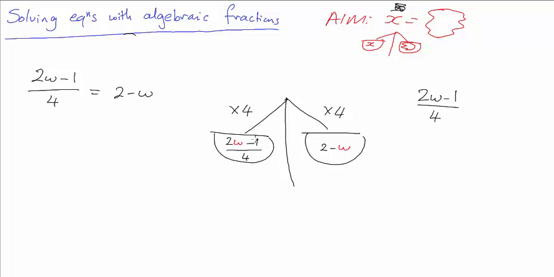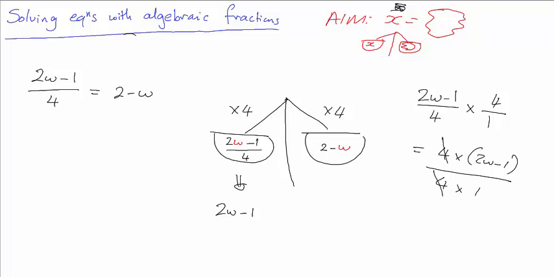Basically, if you've got a fraction and you times the whole thing by whatever's on the bottom, you're just left with whatever's at the top. So I'll tell you right now, you're going to end up with 2w minus 1. The reason being this: 4 times (2w minus 1) over 4 times 1. Common denominator, get rid of that. You see? Now this side, hopefully you see, is going to become 8 minus 4w. And now it is somewhat straightforward.